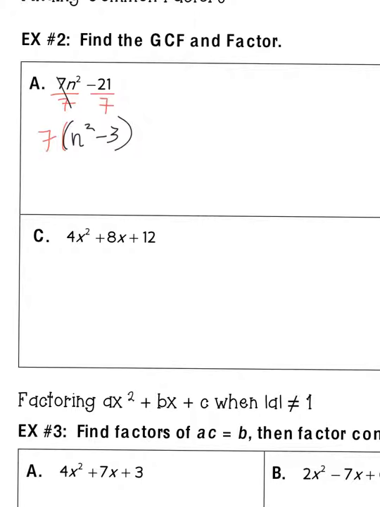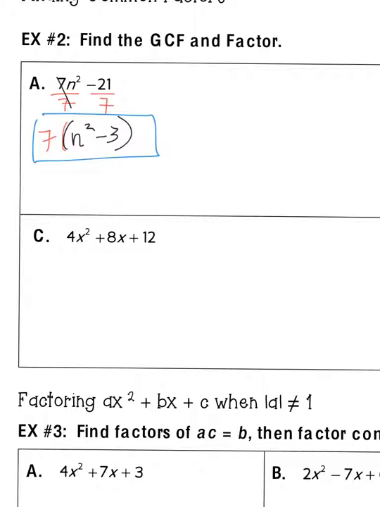Then you have to look inside here and see, can this be factored? The only binomial that you can factor is the difference of two perfect squares. Well, I have a difference. N squared is a perfect square, any even exponent is, but 3 is not. So because the 3 is not a perfect square, we are done. This is your final answer.